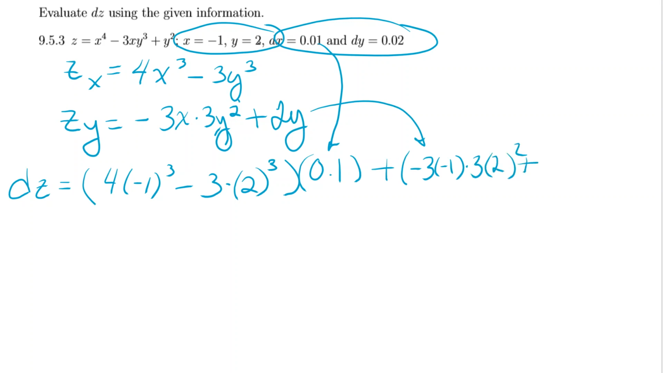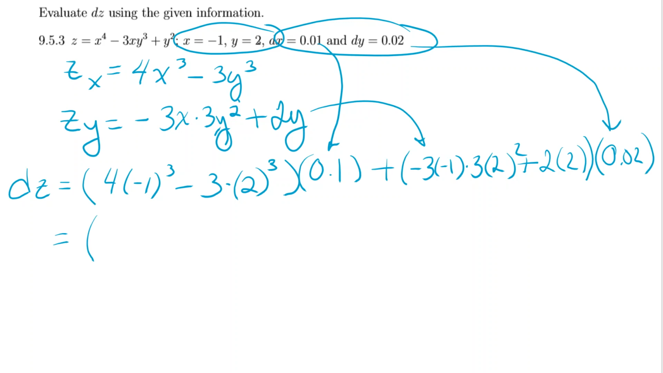I should have used square brackets. There's too many parentheses. Plus 2 times 2. And then my differential in the y direction, 0.02. It just seems like I'm doing number kung fu now. This is a disaster. Yep.